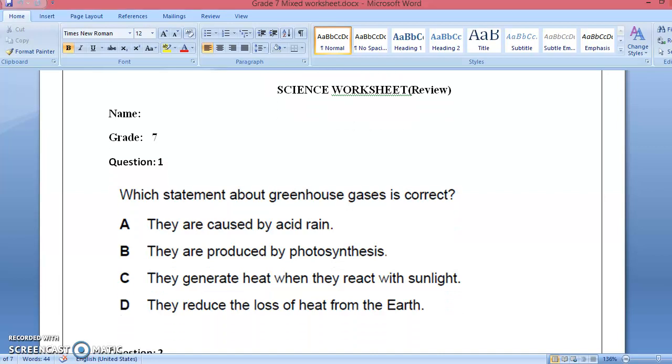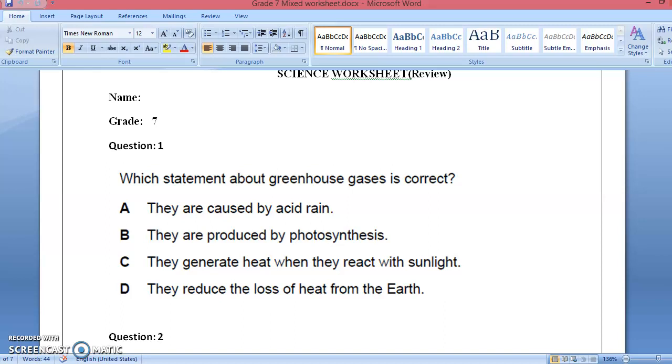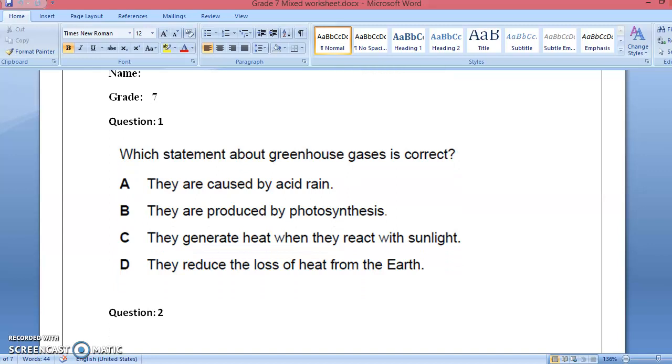Now, the first question says, which statement about greenhouse gases is correct? Whether they are caused by acid rain, or they are produced by photosynthesis, or they generate heat when they react with sunlight, or here it is that they reduce the loss of heat from Earth. So the answer is D. The correct answer is D.